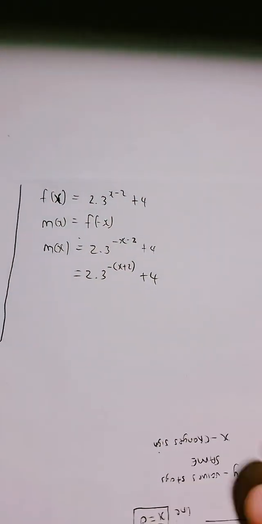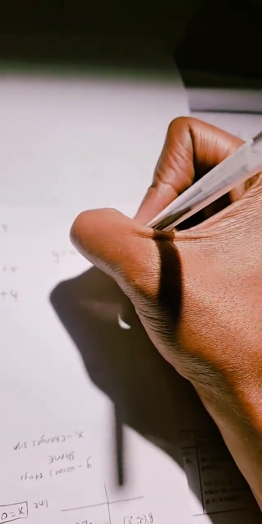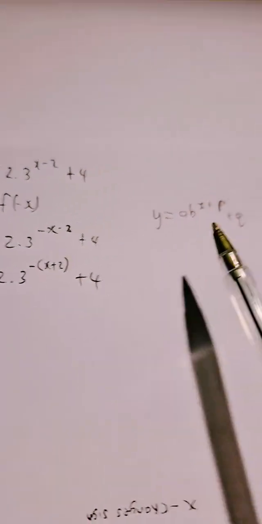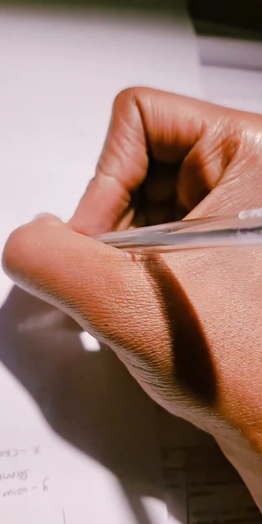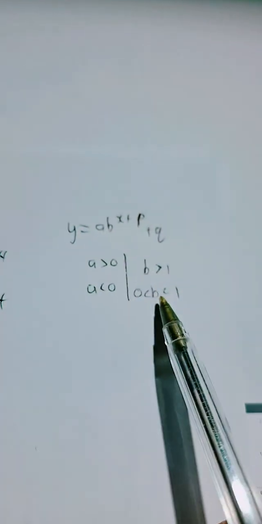Then remember, the functional form of the exponential, y is equal to a times b to the power x plus q. There is something here that we need to take note of. A can either be greater than 0 or less than 0, depending on the a value. B can either be greater than 1, or b can be between 0 and 1. These are the expected norms of b and a.